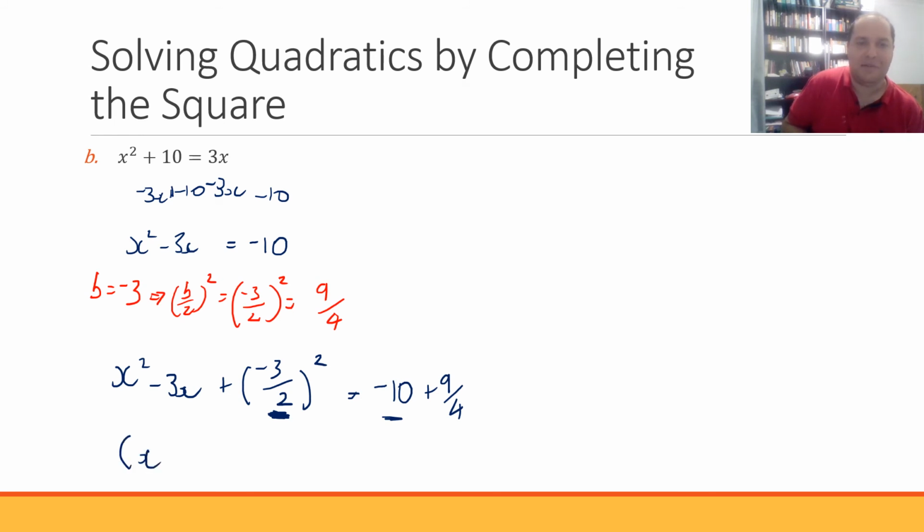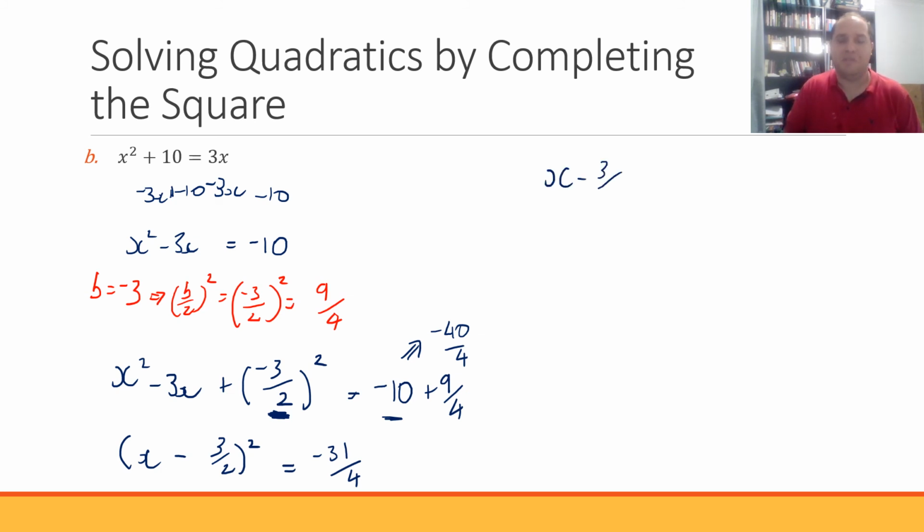So when I get to this step, it will be x minus 3 on 2 squared, and negative 10 plus 9 on 4. Negative 10 is negative 40 on 4, which will be negative 31 over 4. Negative 40 plus 9 is negative 31 on 4. All right, now the next step, guys, we just keep rearranging. So I can square root both sides, plus or minus square root, negative 31 over 4.